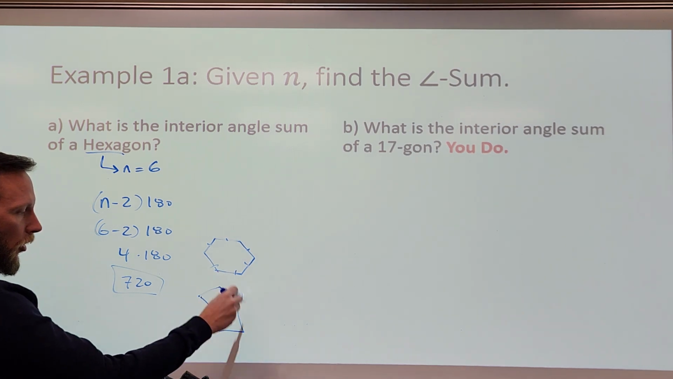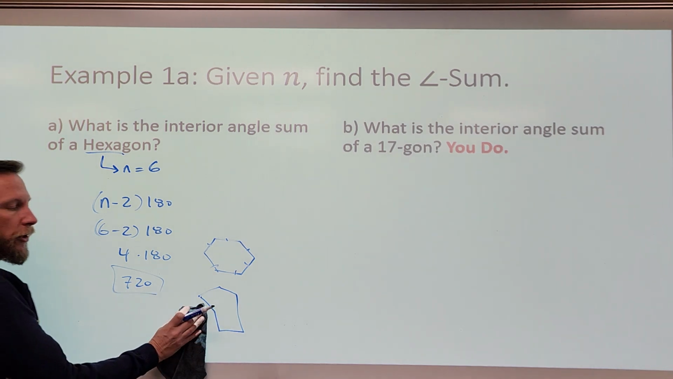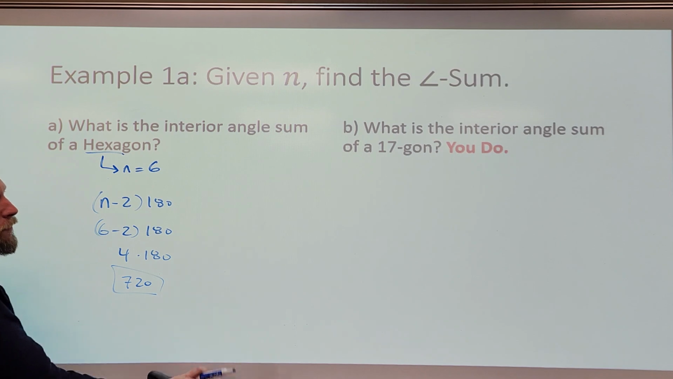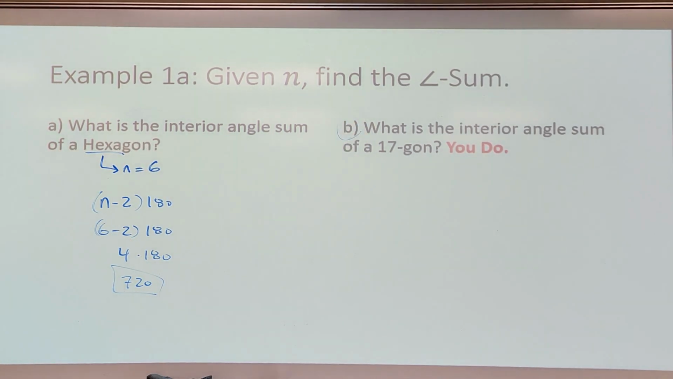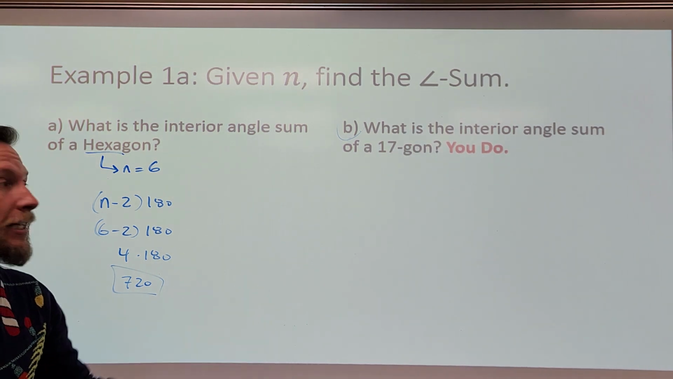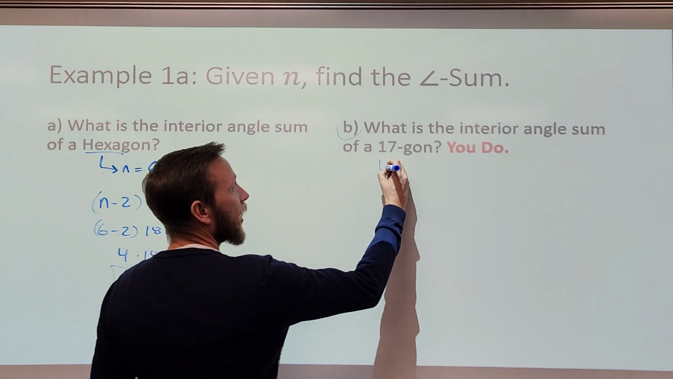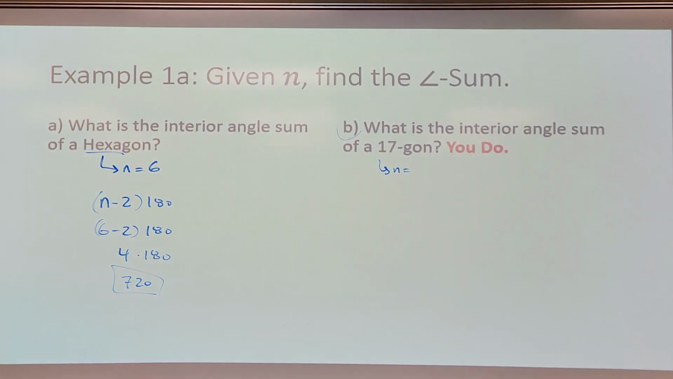All right? And all 6 of these, if we added up all 6 of the angles, it would add up to 720 degrees, regardless of the situation. I want for you to try this, all right? Use a calculator. But you get to try that for your full credit. What's the interior angle sum of a 17-gon? So in this case, n is equal to what? Hopefully you can do this formula work here.